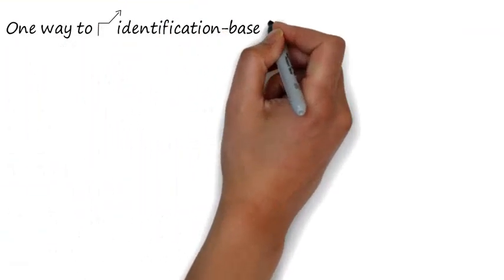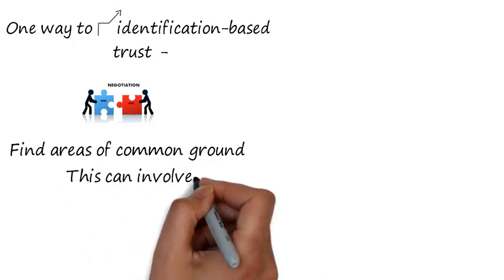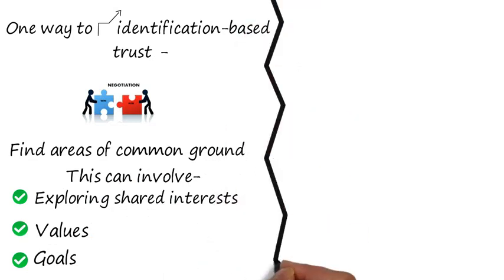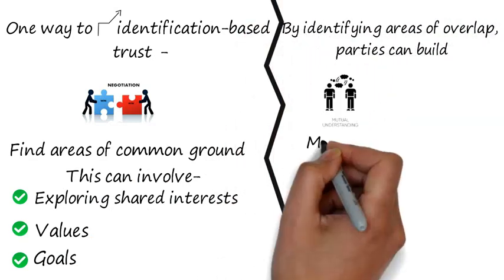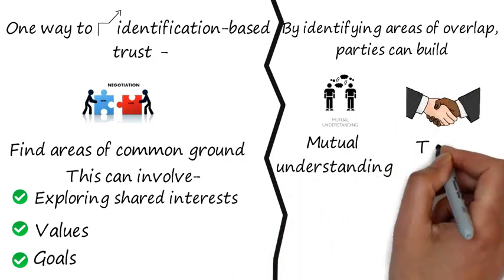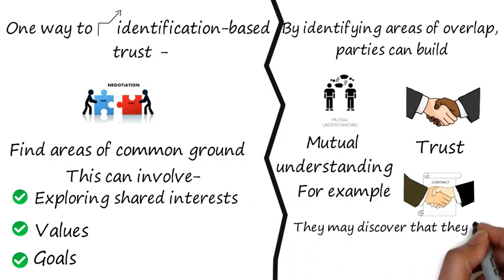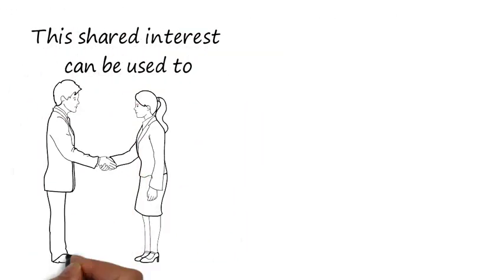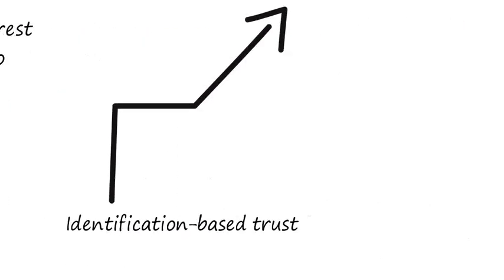One way to increase identification-based trust in negotiation is to find areas of common ground. This can involve exploring shared interests, values, or goals. By identifying areas of overlap, parties can build a sense of mutual understanding and trust. For example, if two parties negotiate over a contract, they may discover that they have a shared interest in environmental sustainability. This shared interest can be used to build a connection between the parties and increase identification-based trust.